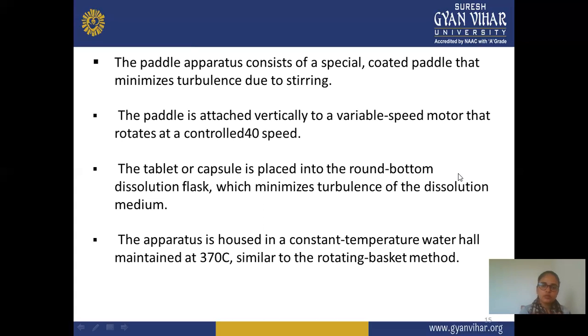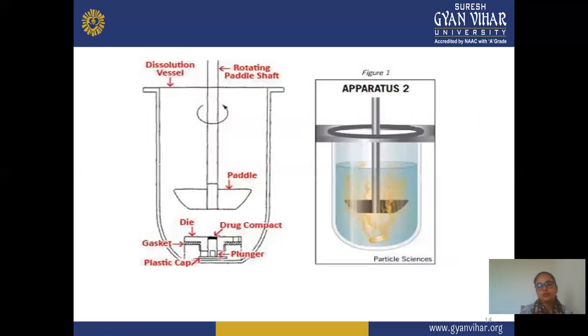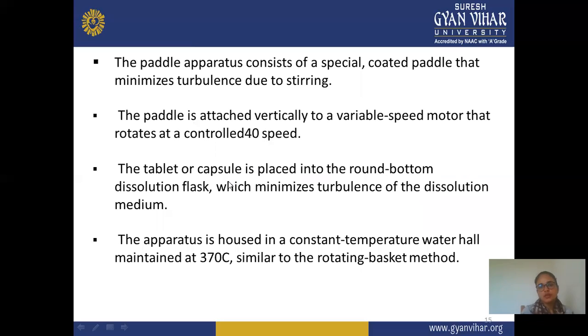And the tablet or capsule is placed in the round bottom of the solution flask, which minimizes the turbulence of the dissolution media. We can see this in the diagram on the previous slide. You can see the sample that is put in this dissolution flask, and after it starts rotating, this prevents turbulence, and the dissolution medium rotates uniformly, giving uniform distribution.